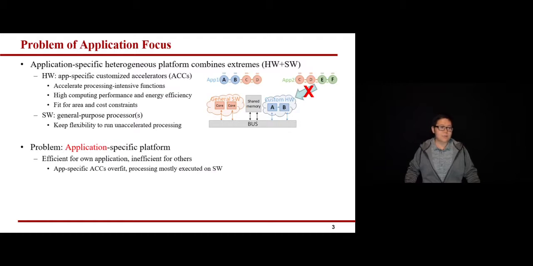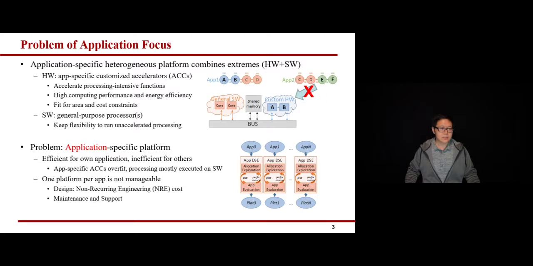However, there is a problem with the application-specific platform. It is only efficient for its own application and is inefficient for other applications because the application-specific accelerator is overfitted. When another application runs on the application-specific platform, most execution is on the software. What's worse, designing one platform for each application is not manageable. It will have a tremendous design cost, which is a non-recurring engineering cost. It is also hard to maintain.